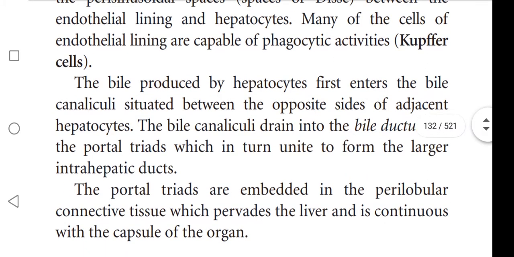Next, the bile produced by hepatocytes first enters the bile canaliculi situated between the opposite sides of adjacent hepatocytes.